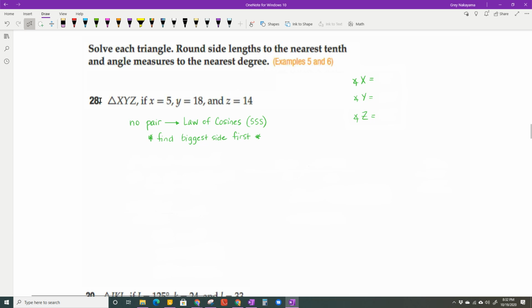Now, I'm going to write this using that law of cosines. If I'm looking for angle Y, then it's going to be y squared equals x squared plus z squared minus 2xz cosine of y. Okay, because remember, these two are the ones that have to be opposite each other. That's the angle I'm looking for, so this is the side that has to be opposite. So y, of course, is 18. X is 5, Z is 14, and then I'll plug them in.